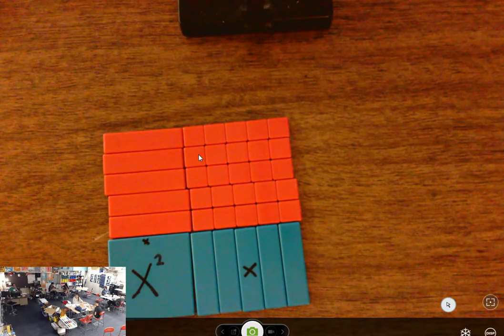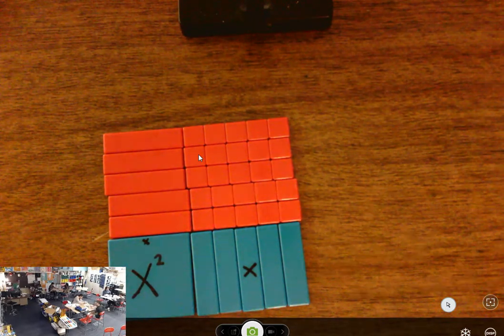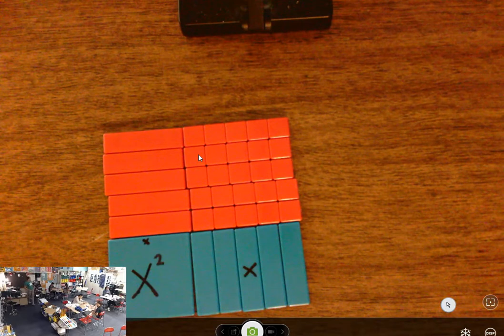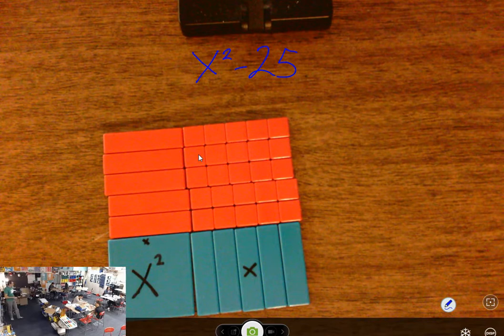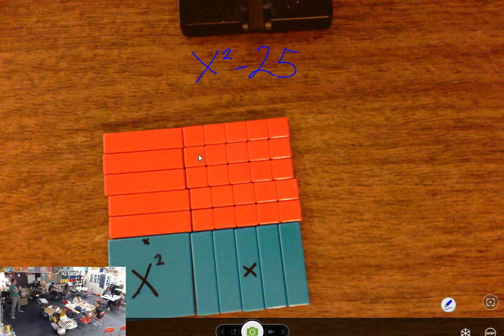More specifically, a square. This is another one of those where I don't know if I'm completely supposed to tell you this yet or not. When you don't have a middle term, like x squared minus 25, this, can I have your attention for just a moment, is called a difference of squares.